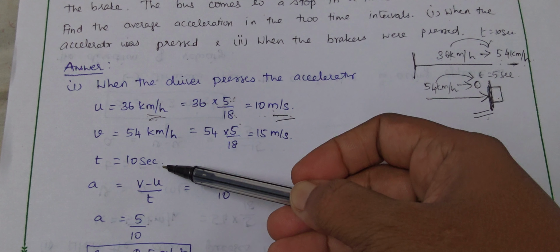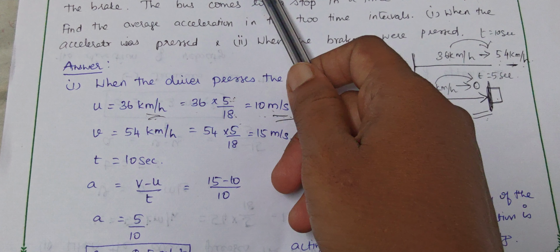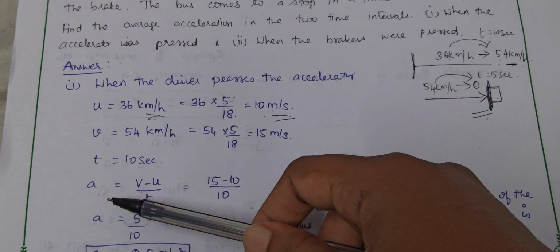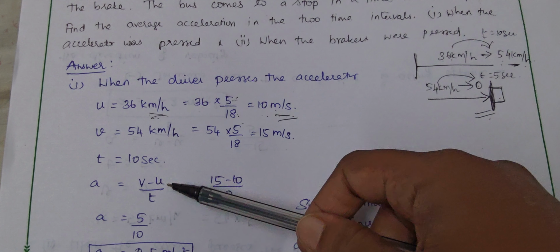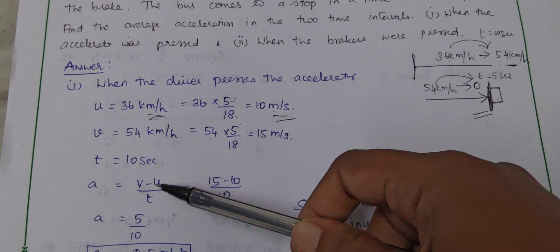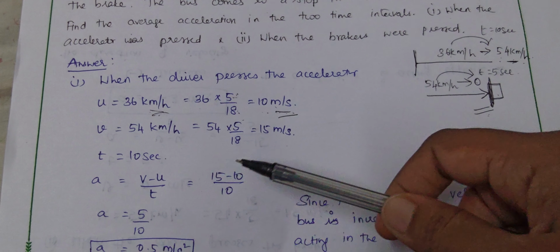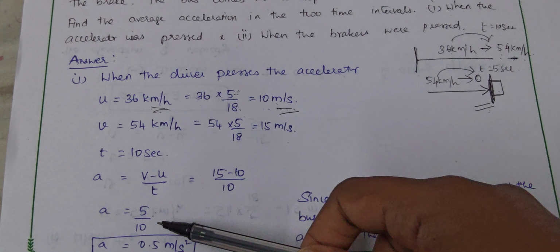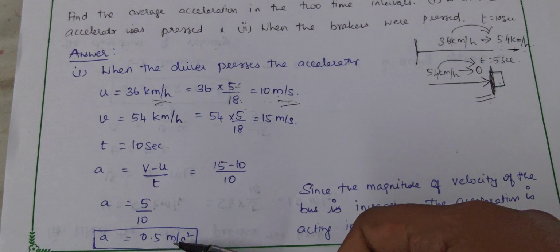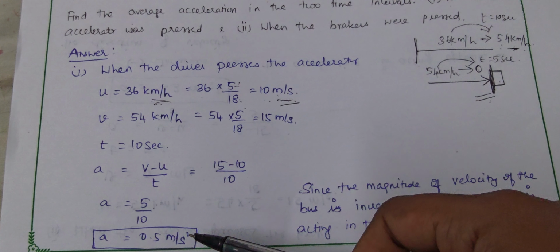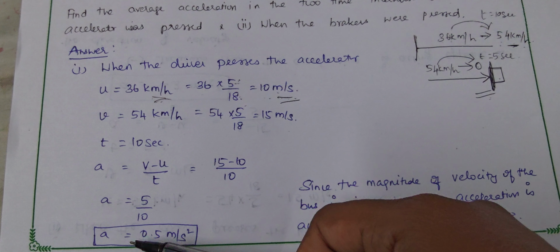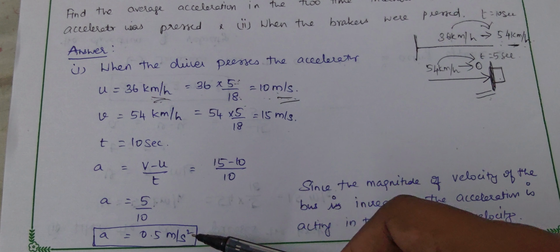So what is the time taken? It is given as 10 seconds. So t is equivalent to 10 seconds. We know the acceleration formula: a is equivalent to (v minus u) divided by t, which is nothing but final velocity minus the initial velocity divided by time taken. So 15 minus 10 divided by 10, which is nothing but 5 by 10. So the acceleration of the bus is 0.5 meter per second square. The SI unit for acceleration is meter per second square. So a is equivalent to 0.5 meter per second square.